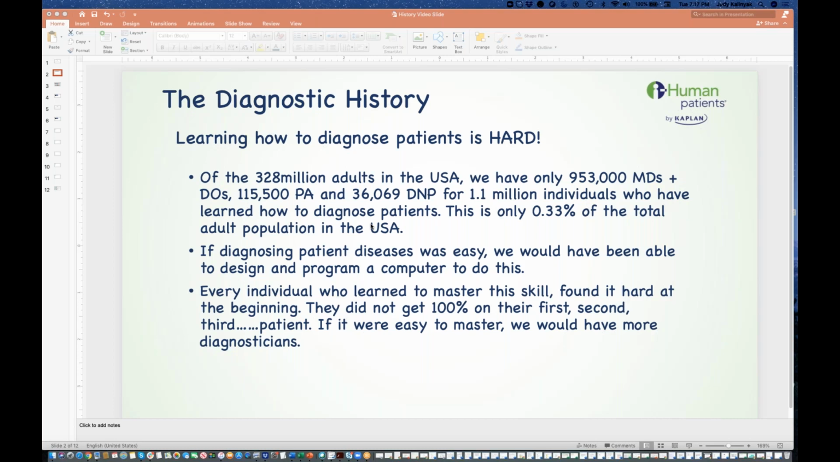If diagnosing diseases was easy, we would be able to design and program a computer to do this by now. We land on the moon, we land on Mars, but yet we can't get a computer to help us diagnose individuals. That's because your brain really has to pull in so many different facts, put it all in the context of different DNA backgrounds, and come up with a diagnosis.